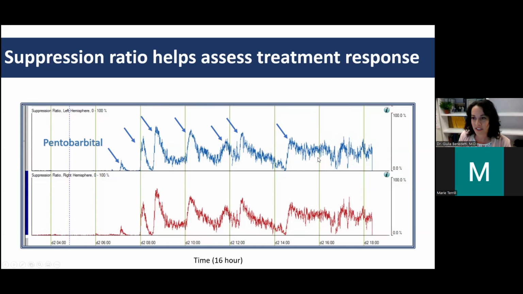And you can imagine in the middle of the night, it'd be really helpful. You can just pull up a single page and see where your patient is at on their suppression ratio. And as long as they're staying around there, that's great. If you see that they're starting to metabolize it out, you can call your PICU, tell them to get ready to give more pentobarbital. And this is something that, if you are teaching your bedside providers quantitative EEG, they could learn to interpret as well.